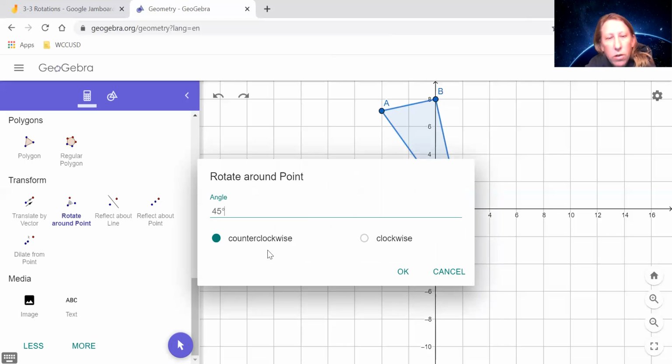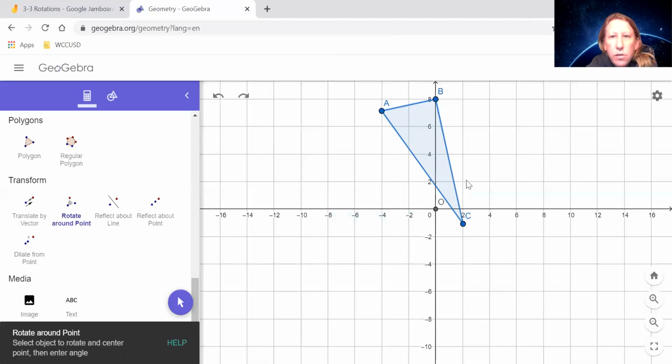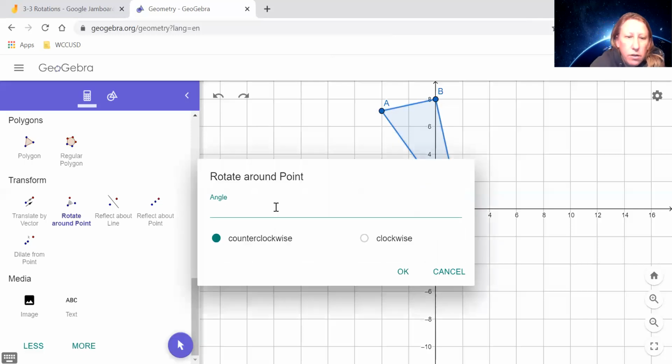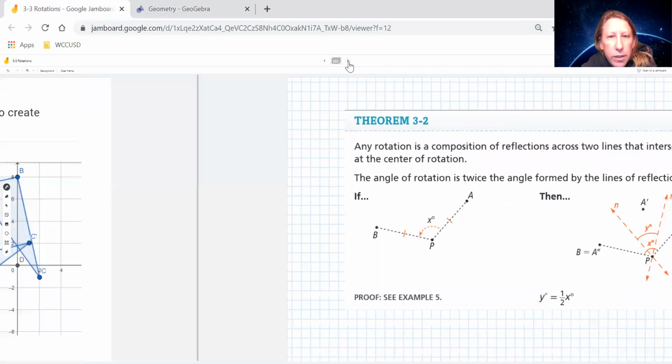See how it's set to counterclockwise? Because that's the way we rotate things in math class. And I want to do a 90-degree angle. And boom, look, it did it for me. Or I can do a 270 degree angle. That's kind of cool. So make the computer do the hard work for you. You can screenshot this and attach it to the homework. It's a good thing to do. Play around with it, have fun with it.